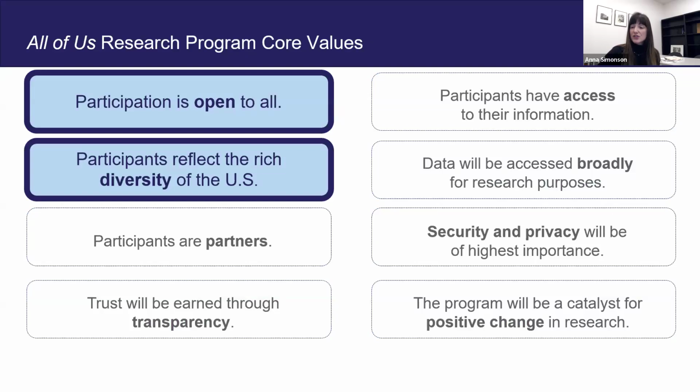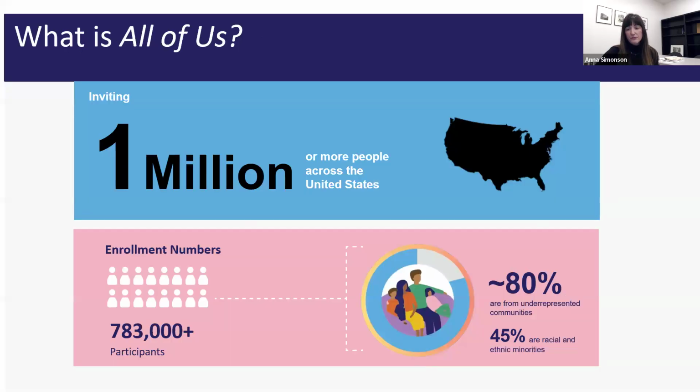So looking at the first two, that participation is open to all and participants reflect the rich diversity of the United States. So the goal of the program is to collect the health data of over 1 million people living in the United States. No health insurance is required, and you can be healthy or have health issues to participate. There are no restrictions other than that you live in the US.